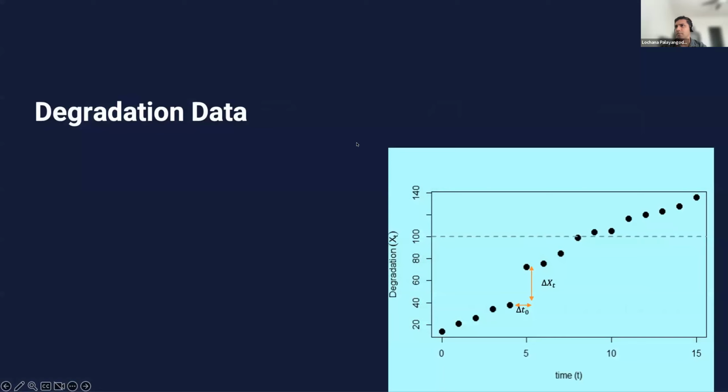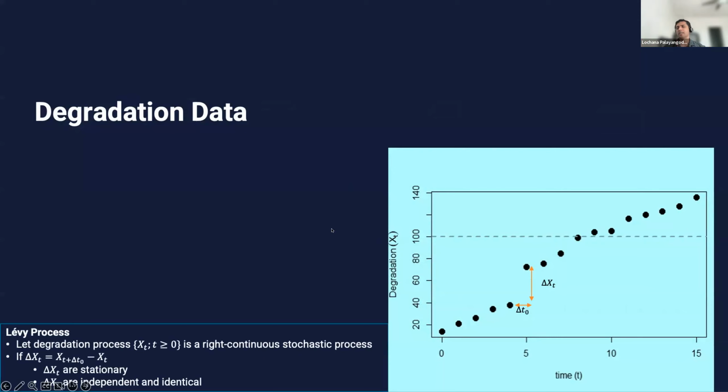One of the ways I'm trying to explain is this: we have this degradation data, and let's assume the differences between consecutive time measurements of degradation are delta X. We use a stochastic model, a time-dependent model, to estimate this failure time data, which is a specific stochastic process called the Levy process. Here, we assume these differences are independent of each other, and they follow the same probability distribution.